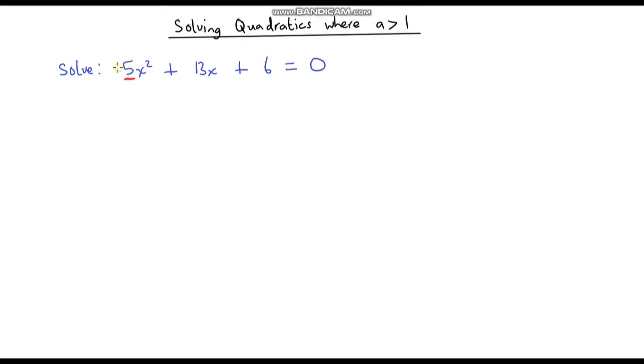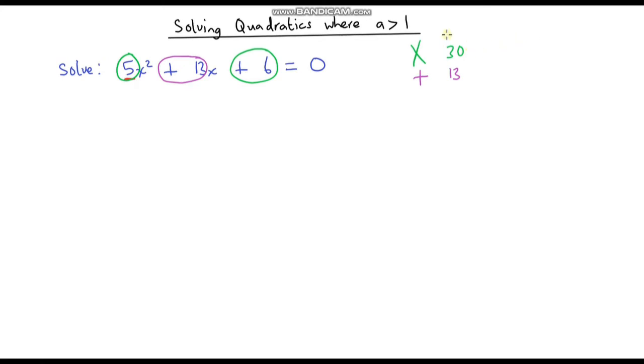So to factorize this quadratic expression, I need to look at these two numbers here and find out what two numbers multiply to get the product of these two numbers here. So 5 times 6 is 30, so I need to find two numbers that multiply together to get 30 and whose sum is this number here, so 13, positive 13. So add together to get 13. So what two numbers are they?